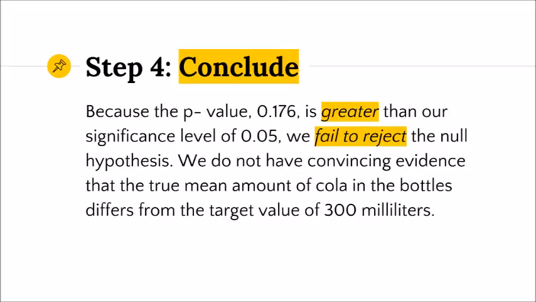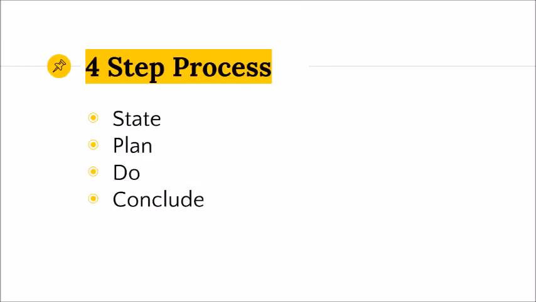For this problem, we conclude that the p-value is 0.176, which is greater than our significance level of 0.05, so we fail to reject the null hypothesis. We do not have convincing evidence that the true mean amount of cola in the bottles differs from the target value of 300 milliliters. You can also use this 4-step process for paired t-procedures. You go through the same 4 steps as for a one-sample t-test, but perform inference about the mean difference mu sub d instead between 2 variables of the same sample.